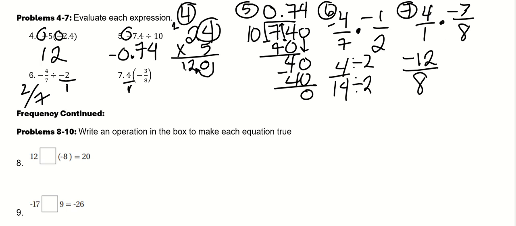We need to reduce. This is our multiplication chart. I'm going to reduce them both by 4. And I'm going to get negative 3 over 2.